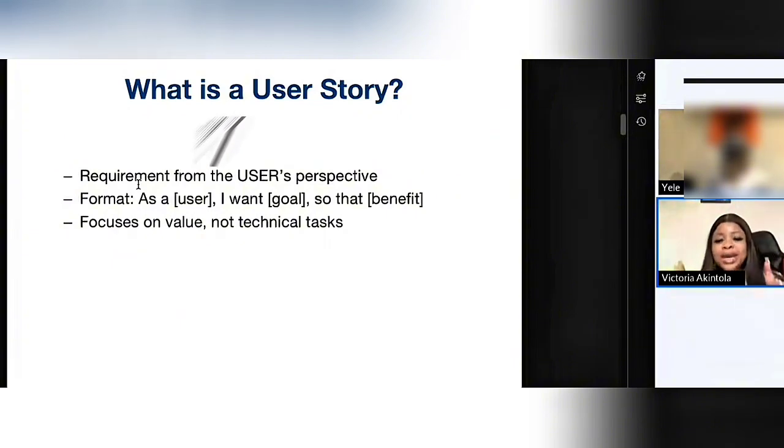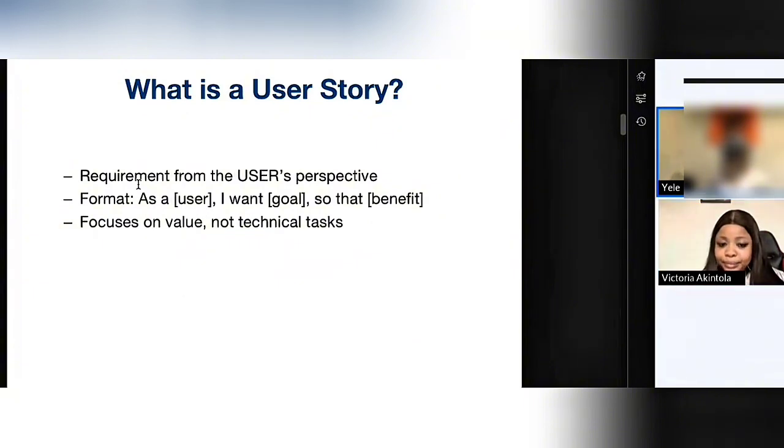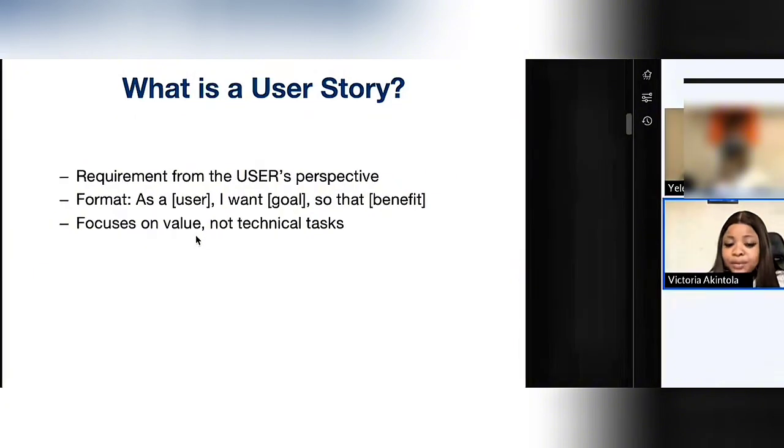So the title is so well defined that it explains that we are looking at our requirements, we are looking at our story from the perspective of our user. You understand? So now, this is the format for writing a user story. You will see, as a user, I want to, so that. That's the user. I want to, what is that thing you want to do? What's that goal? What are you trying to achieve? That's the goal. So that, what's the benefit? This focuses on value, not technical task at all.